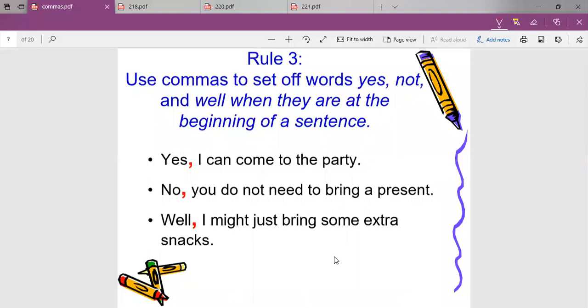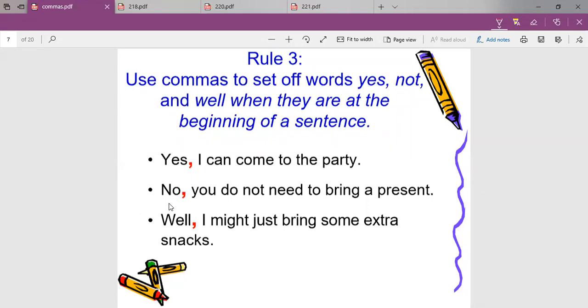Yes, Ishal, can you please read it? Starting from blue. Use commas to set off words yes, no, and well when they are at the beginning of a sentence. Excellent. Read the first sentence. Yes, I can come to the party.